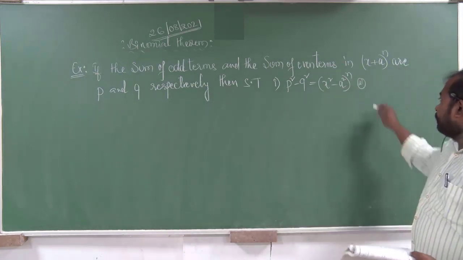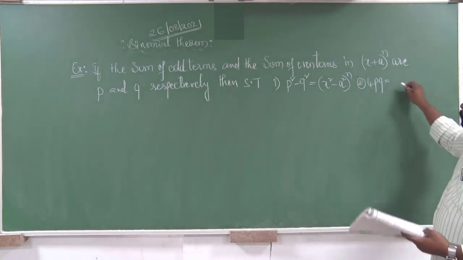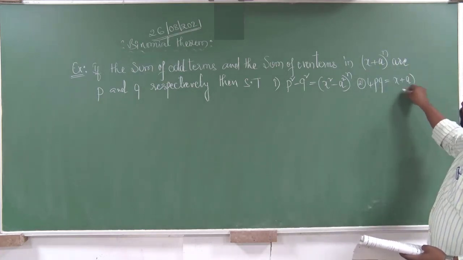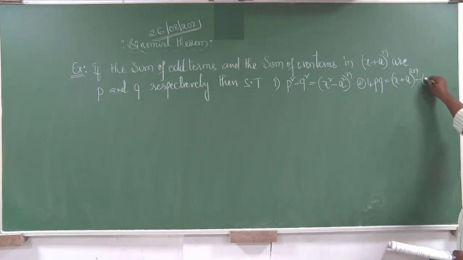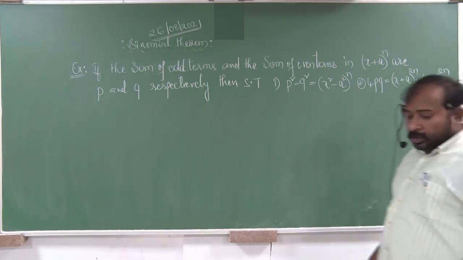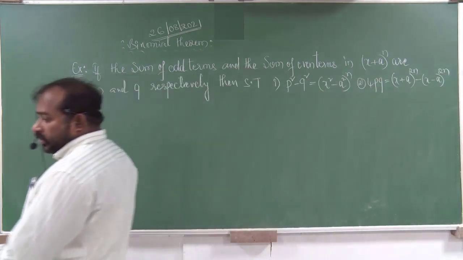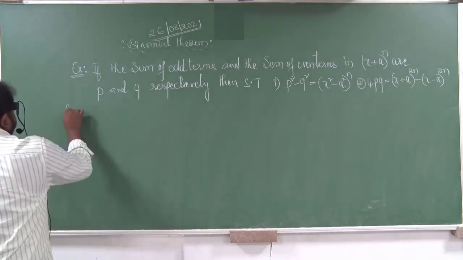Second bit, 4PQ = (x + a)^2n − (x − a)^2n. This is the next example. Once again, listen here.